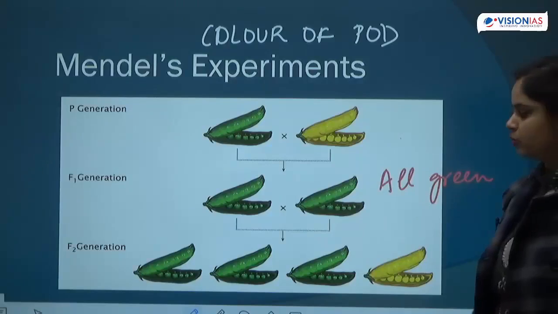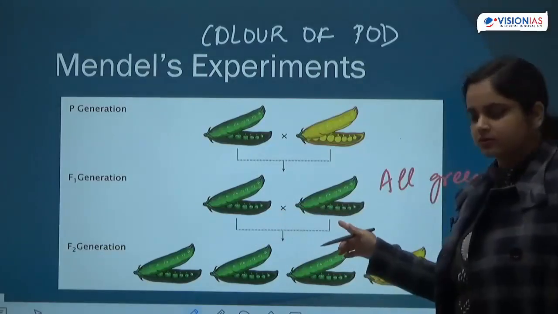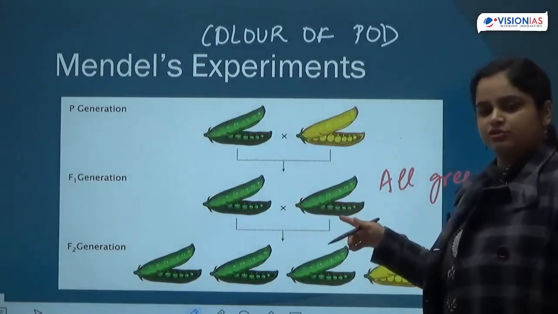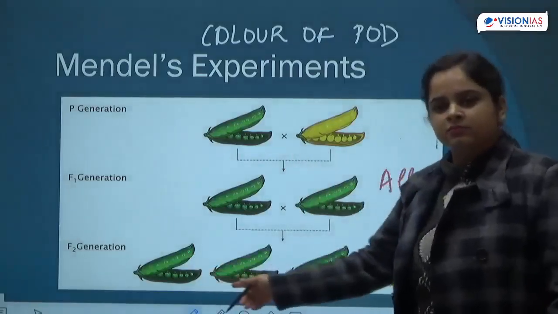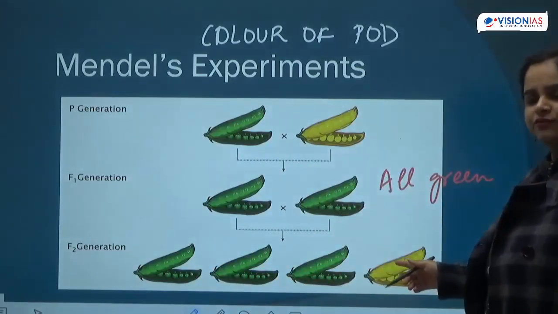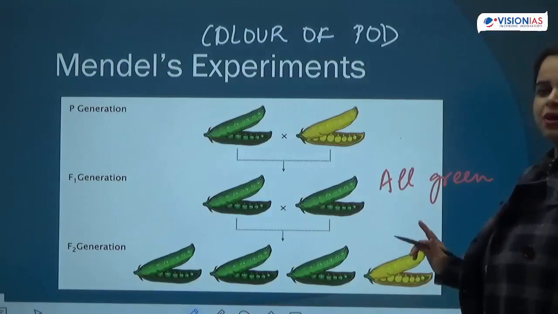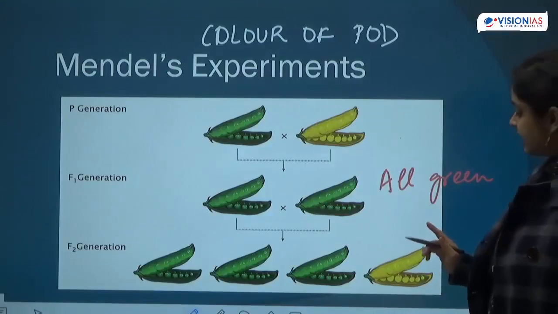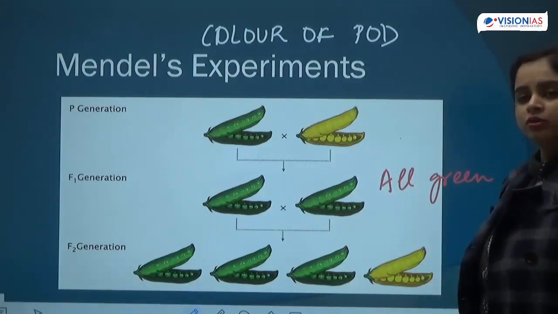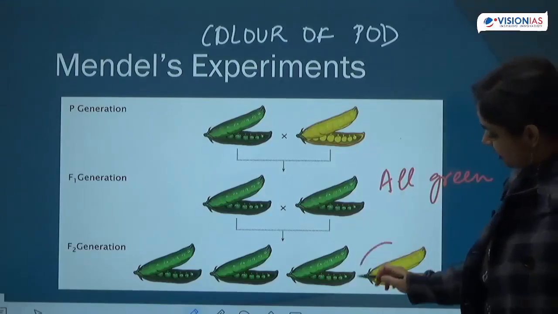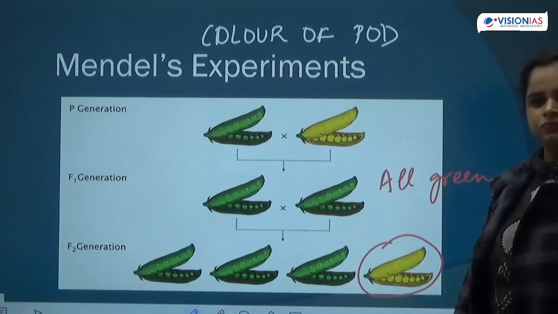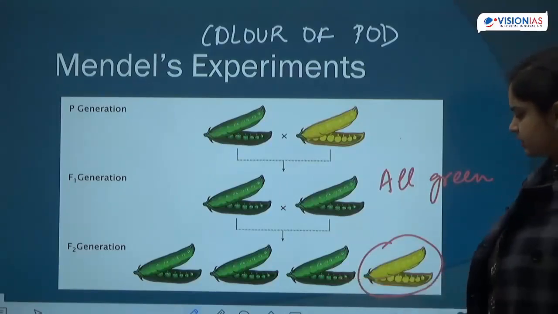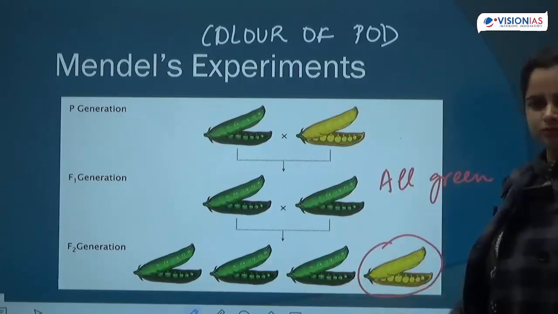Then what he did was he took 2 of these green plants produced in this generation, and then again did the reproduction, fertilization process, and new plants formed. In this, he now found that there were some yellow plants also. In this generation, he saw both green and yellow.